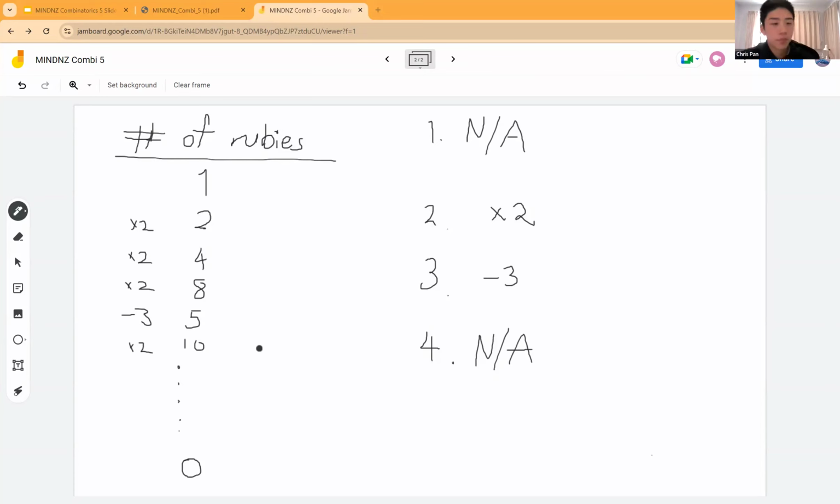Well, if you think about what it would take to get to zero rubies, you kind of want to minus three a bunch of times. Like if this 10 was a 12 instead, I could minus three four times and get to zero. So ideally what I want is some multiple of three, such that I can just minus three a bunch of times and get to zero. As long as I can get to a multiple of three, I can reach zero.